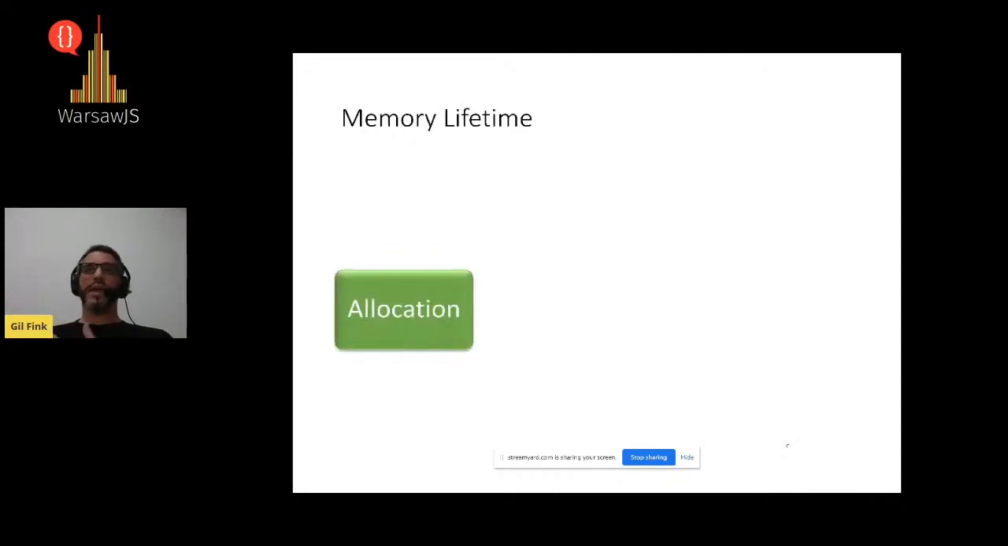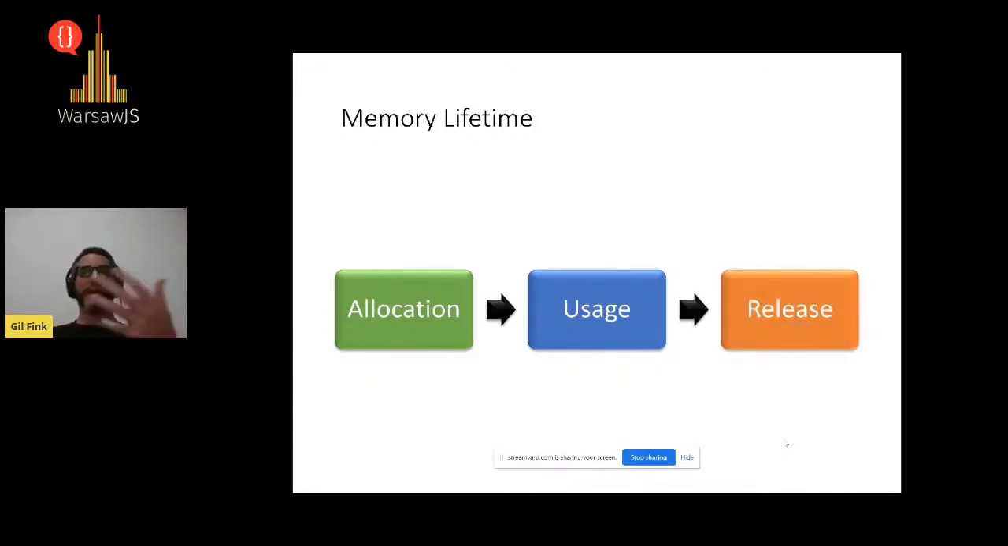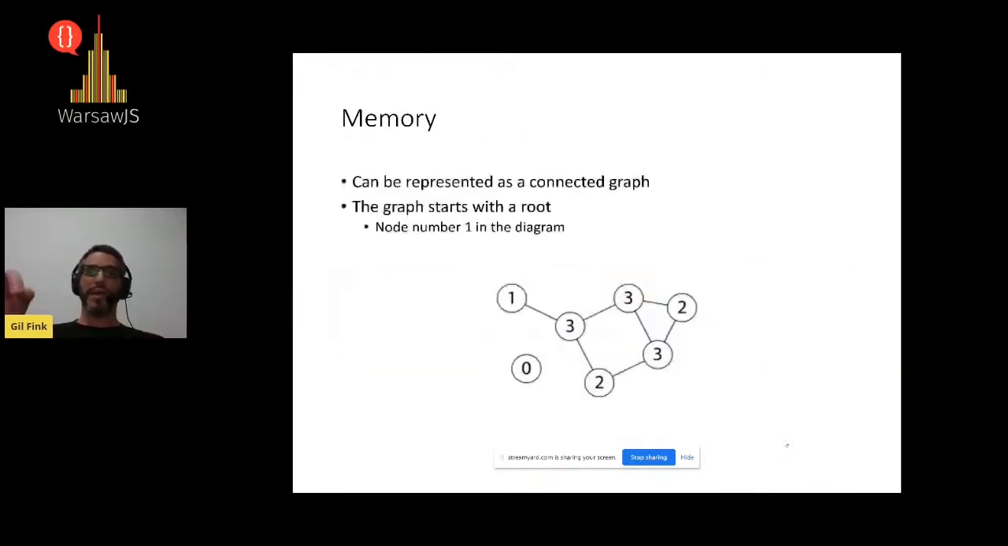So, a memory lifetime. When we use memory in our application, there are 3 steps. First of all, allocation. We allocate the memory that we are going to use. Then we use the memory: the operating system allocated the memory, we read from the memory, and we write to the memory. And then we release the memory. If we're not going to use the memory, it should be released, and we return it to the pool of free memory.